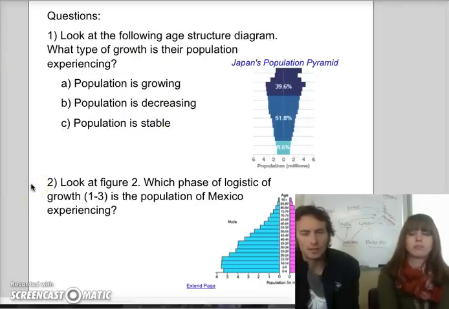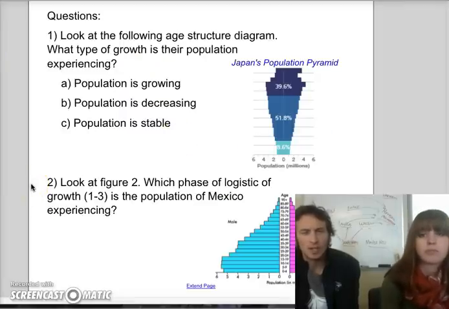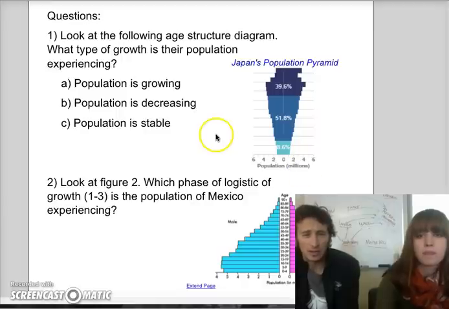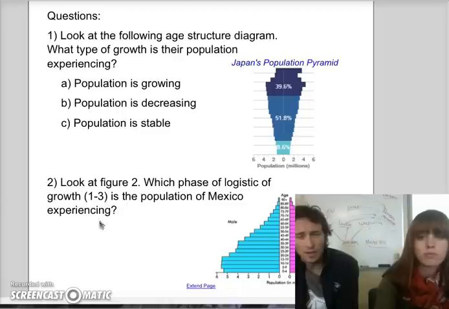Okay, so to finish out here, a couple of questions. Look at the following age structure diagram. What type of growth is this population experiencing? So we're looking at Japan's population pyramid. Is the population growing? Letter A. Is the population decreasing? Letter B. Is the population stable? Letter C. And then number 2, look at figure 2, okay, right here. Which phase of logistic growth, 1 to 3, is the population of Mexico experiencing?